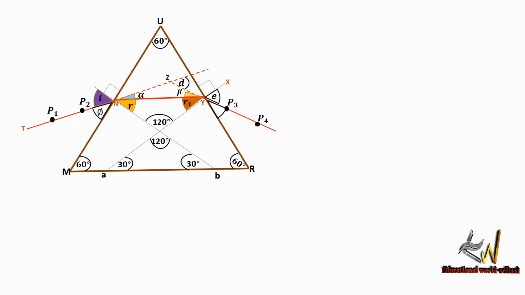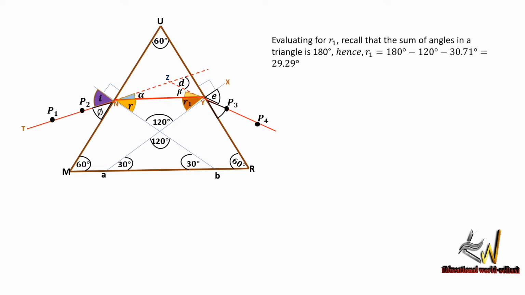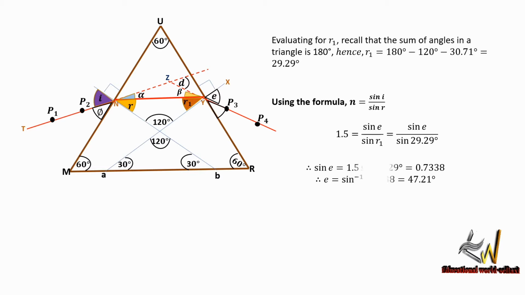Now we have to evaluate for our R1. Considering the triangle we have there, the angles in that triangle, R1 can be found to be 180 minus 120 minus 30.71 degrees, which is equal to 29.29 degrees. Using the formula sine I over sine R, we now have that 1.5 is equal to sine E over sine R1, and evaluating for E, we have that E is equal to 47.21 degrees.